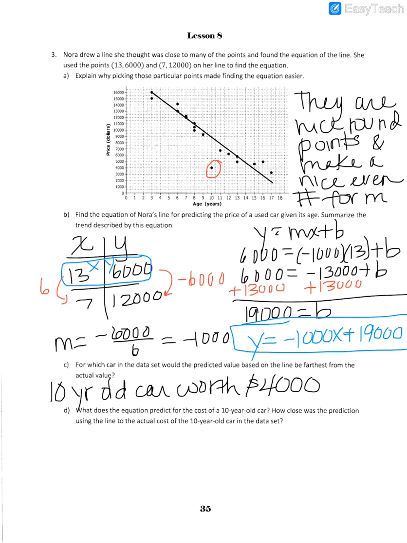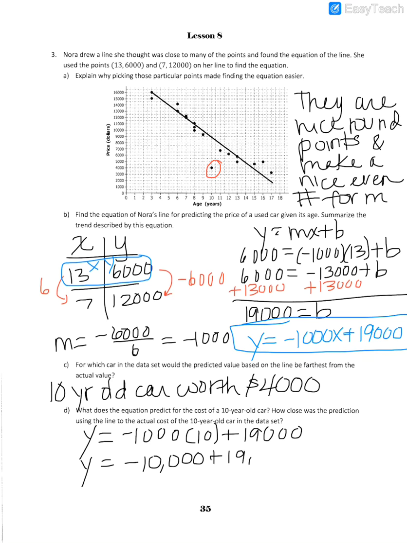What does the equation predict for the cost of a 10-year-old car? How close was the prediction using the line to the actual cost of the 10-year-old car in the data set? All right, so we're gonna plug in 10 years for our x. We're using our equation from B. Okay, so this is negative 10,000 plus 19,000. And that's $9,000. So it should have been worth 9,000. And it was actually worth 4,000. So it's pretty far off.